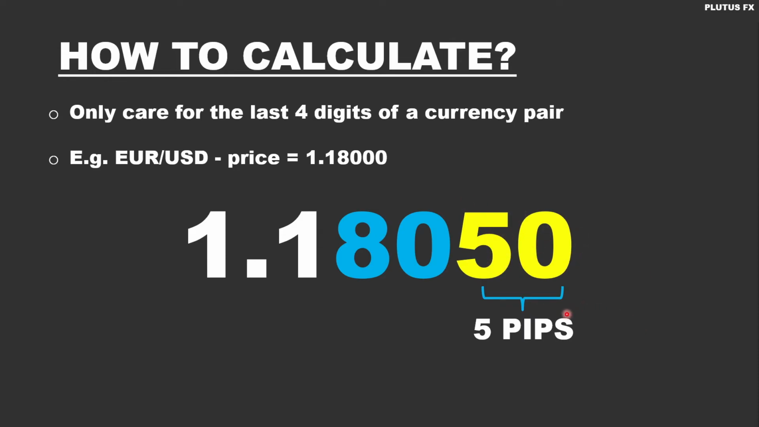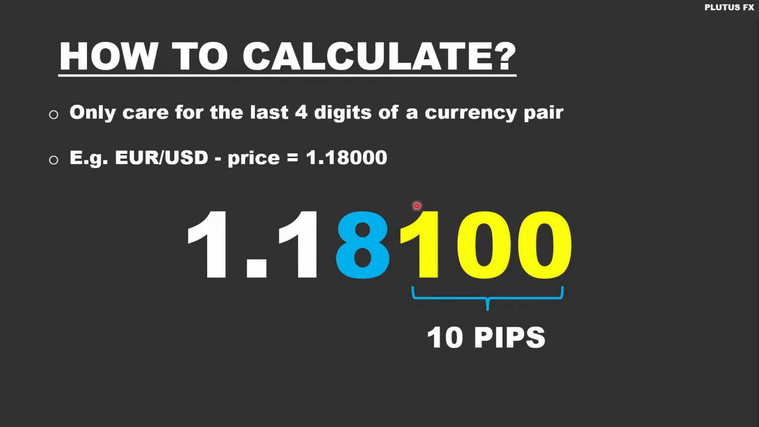So 90 would be 9 pips. Then, looking at the next digit, that would be 10 pips. So every time the price moves by 100 within the last four digits, that'll be a 10 pip move. This should be easy enough to understand. So if this moved to, let's say, 500, that's a 50 pip move, if you get what I'm saying.